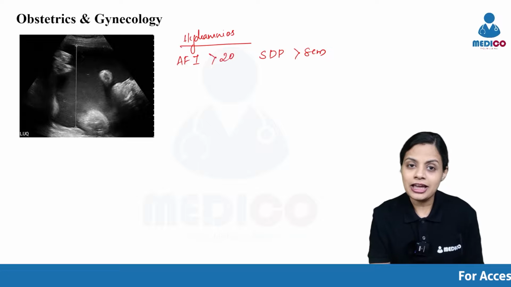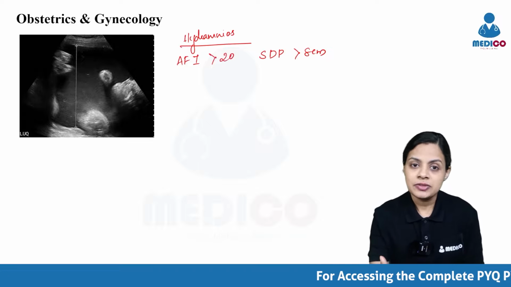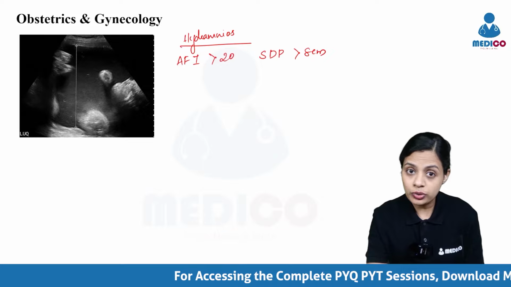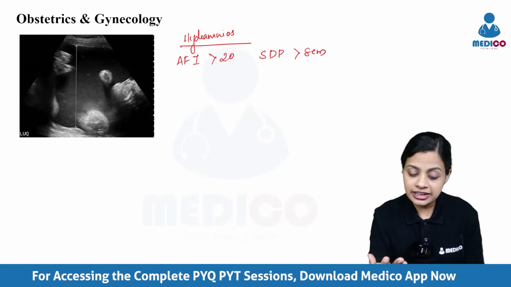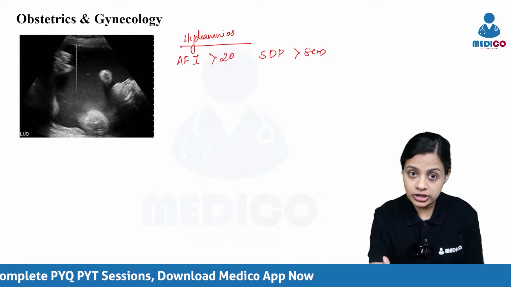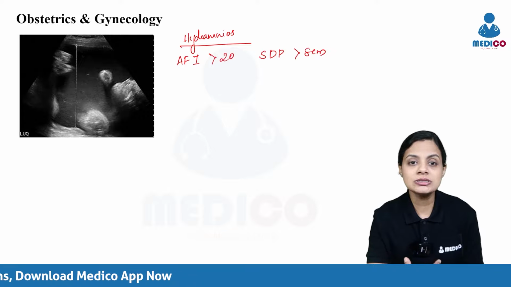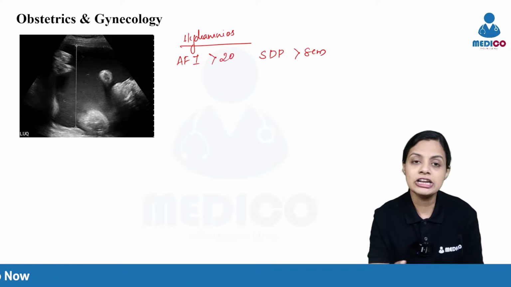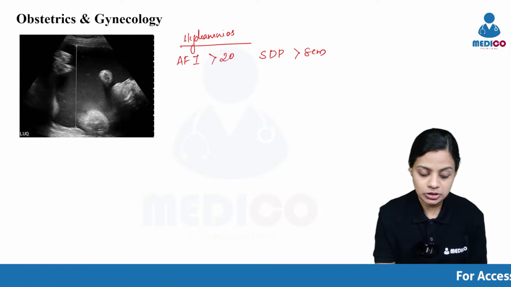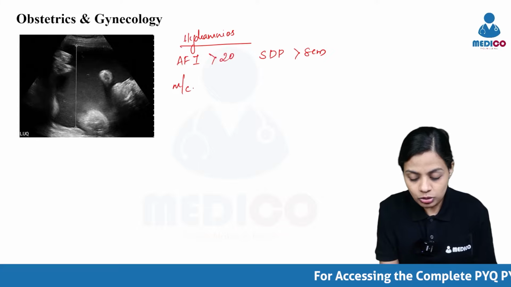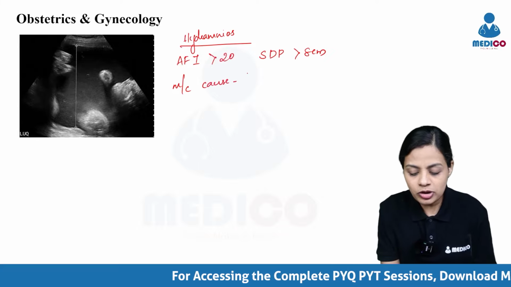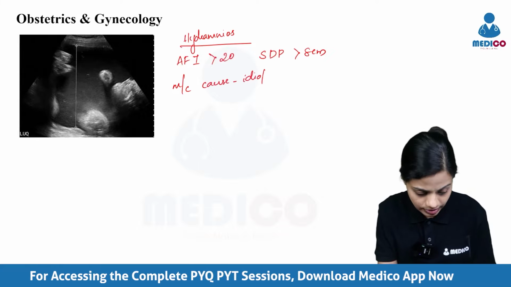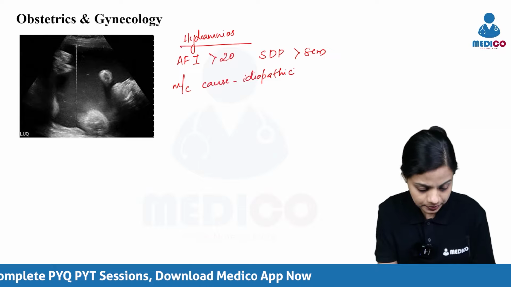Like we discussed, amniotic fluid cycles mainly by fetal swallowing. Any condition that can interfere with fetal swallowing or any condition that produces more fetal urine will lead to polyhydramnios. Here also, the most common cause for polyhydramnios is idiopathic.